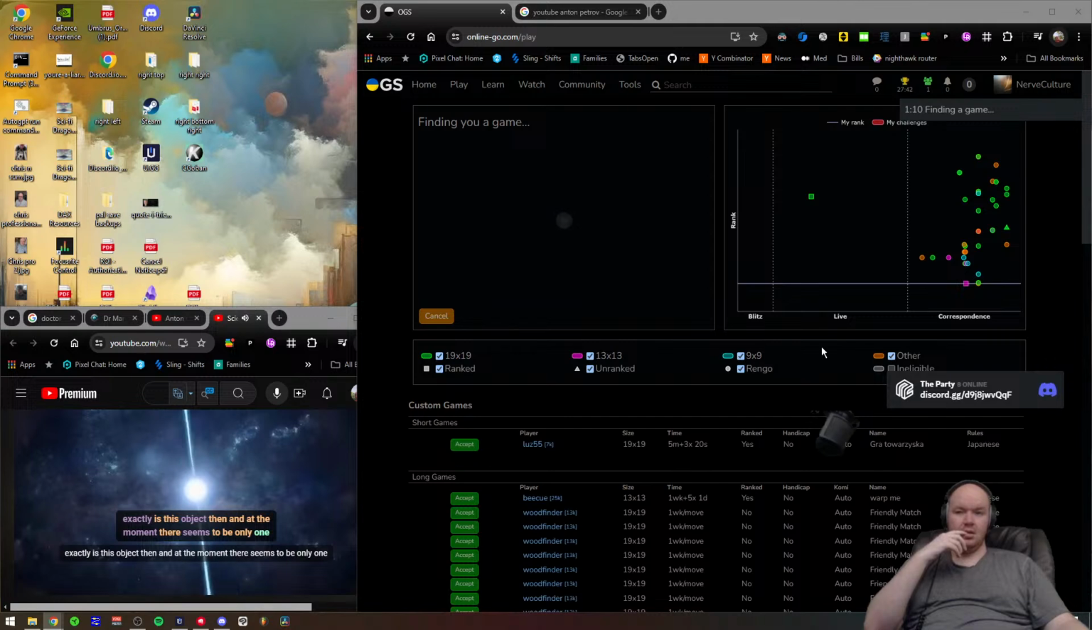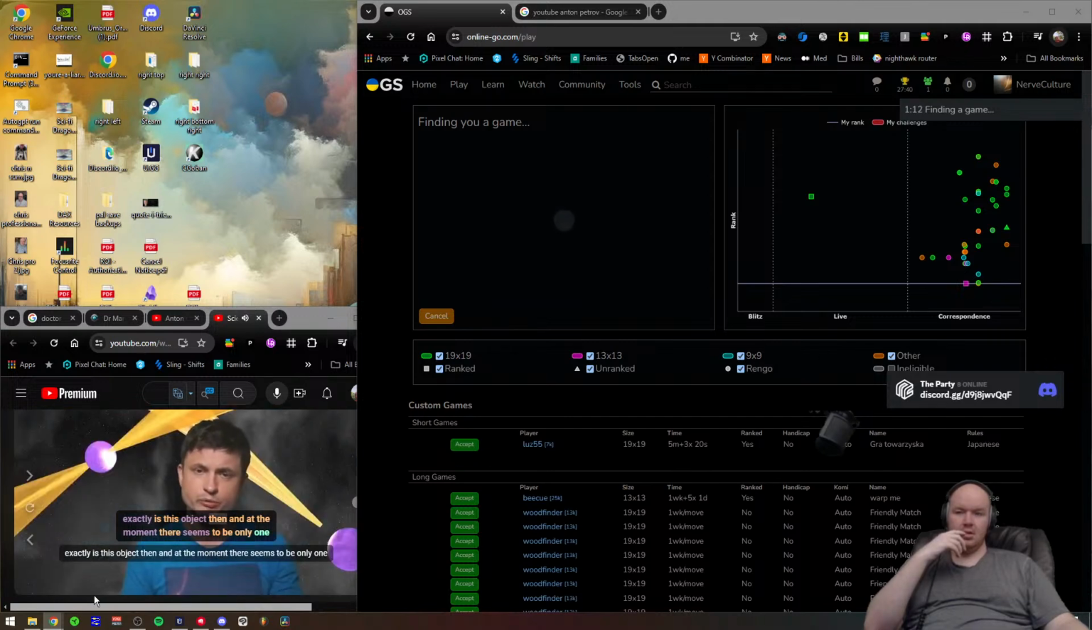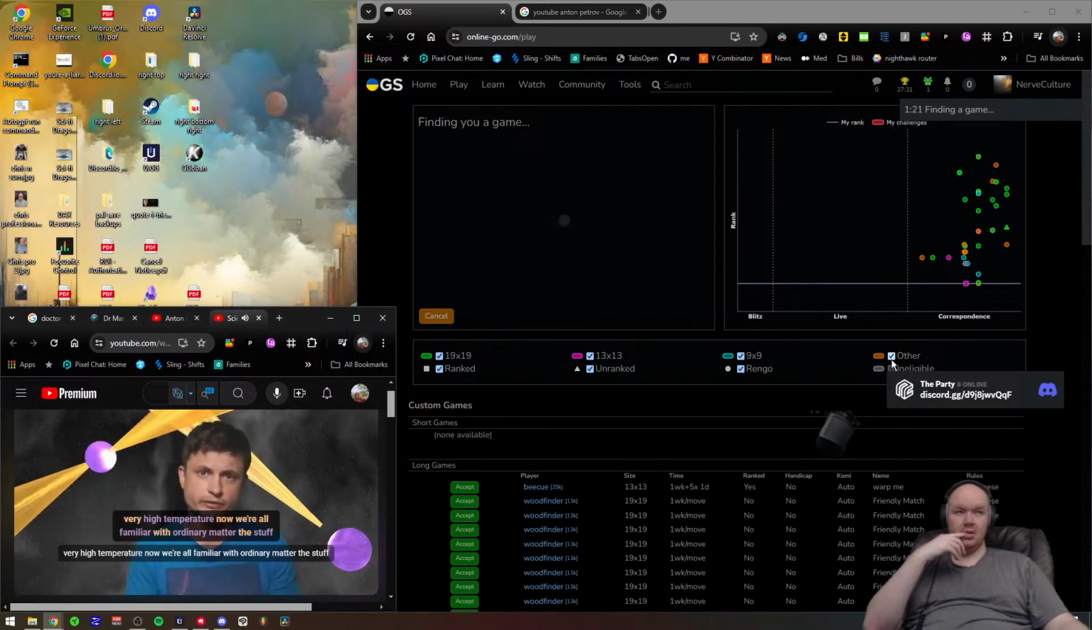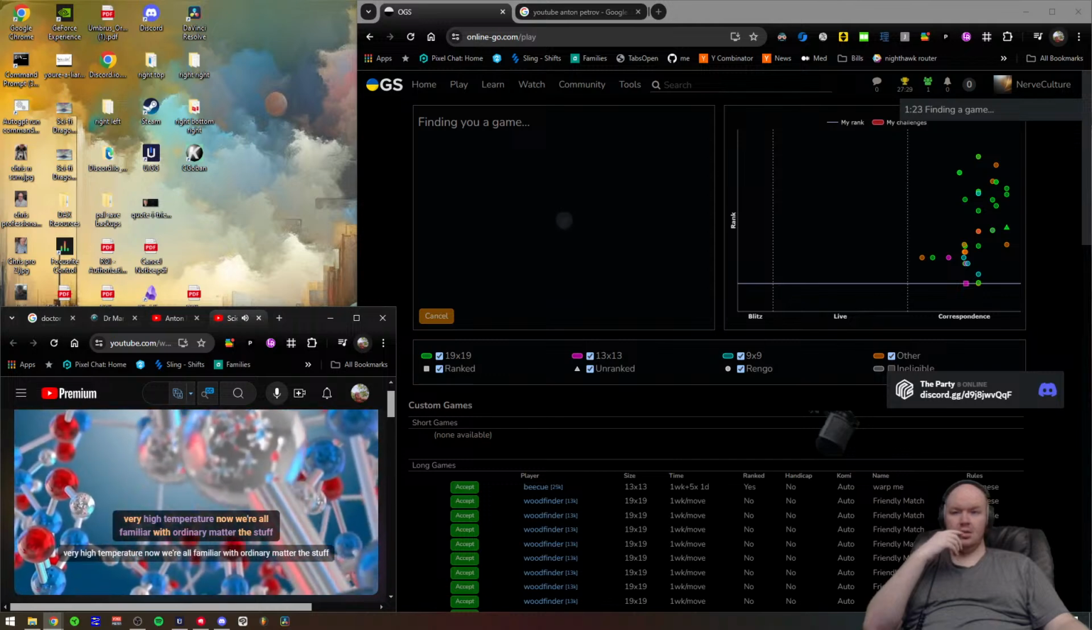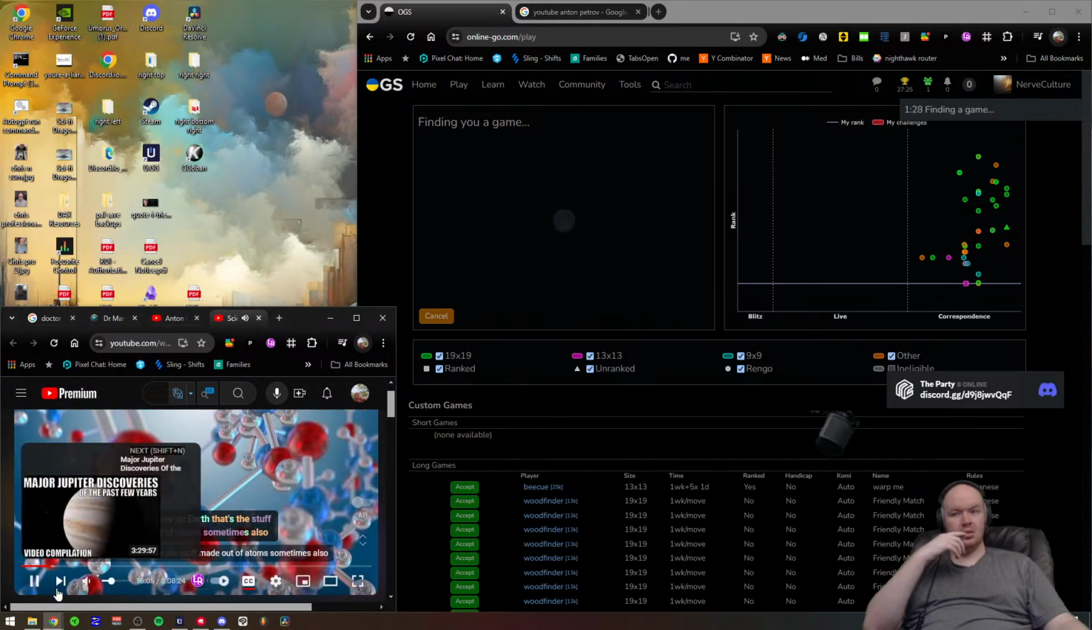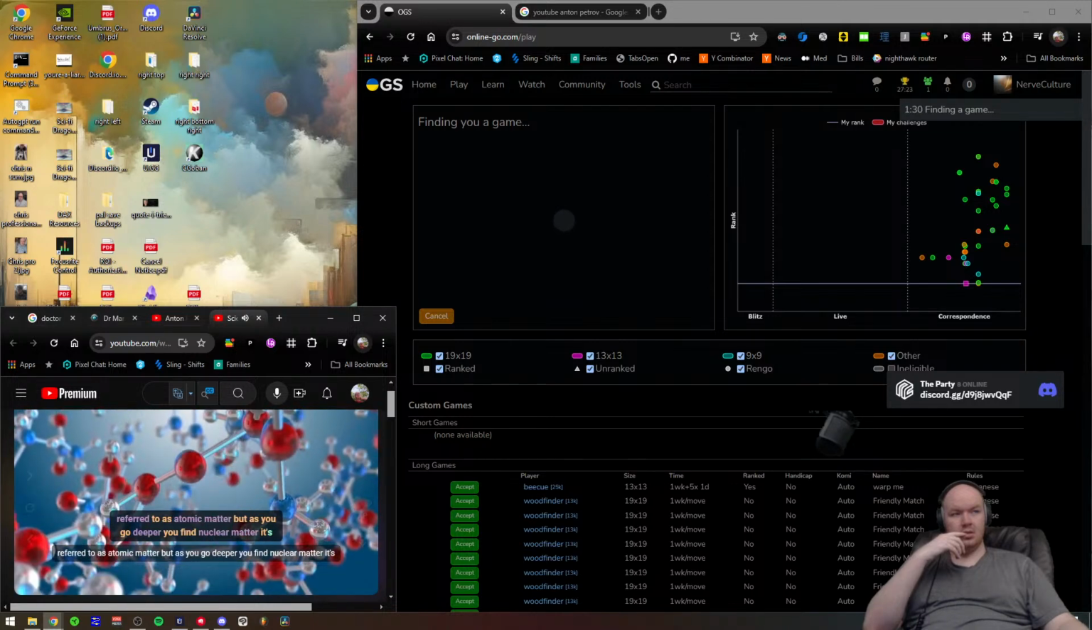So what exactly is this object then? And at the moment there seems to be only one potential explanation that kind of makes sense. It's really in regards to how matter changes when it finds itself in extreme conditions of high pressure and very high temperature. Now we're all familiar with ordinary matter, the stuff that we have on Earth. That's the stuff made out of atoms, sometimes also referred to as atomic matter.